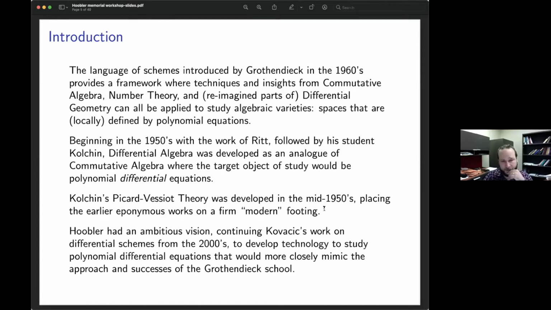In my many years of talking with Ray, he had this vision to try to develop in a differential context technology that would more closely mimic what the Grothendieck school was able to do for polynomial equations, but bring it over into the differential world and try to kind of merge the two, both in terms of approach and also in the kinds of results that the Grothendieck school was able to get.